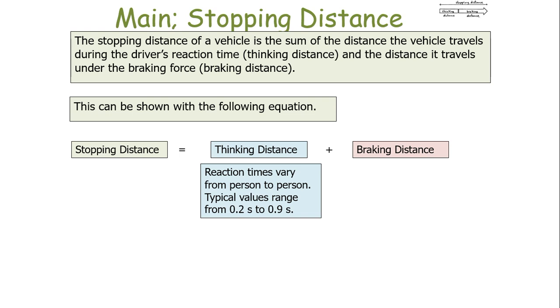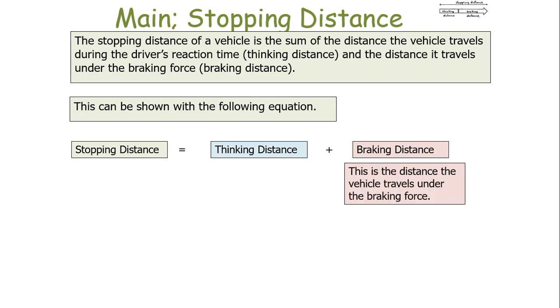Now, the reaction time for a person does vary. There's no one set reaction time for a particular person, but the typical reaction time for a human being varies from 0.2 seconds to 0.9 seconds. Now, the braking distance is the distance the vehicle travels under the braking force.